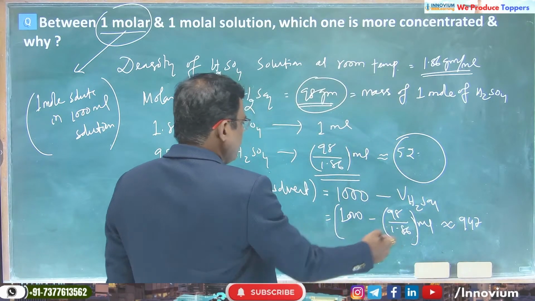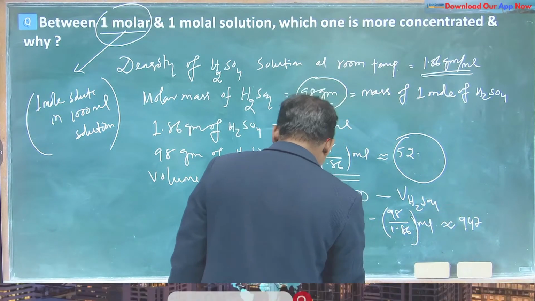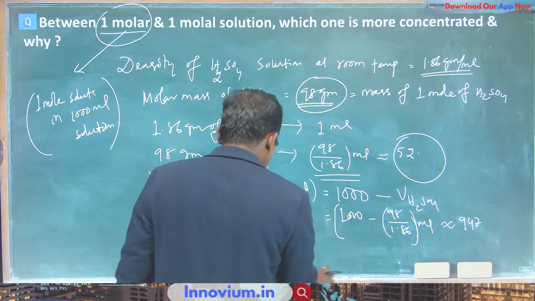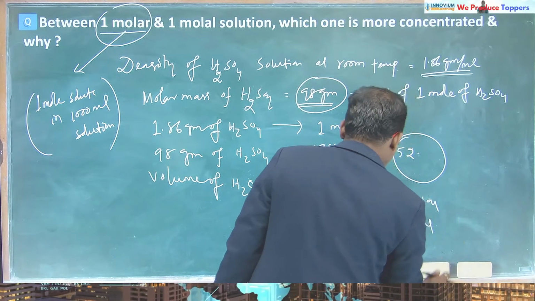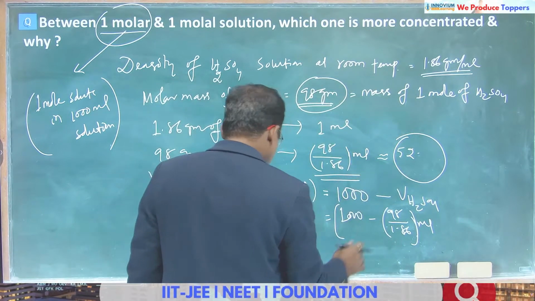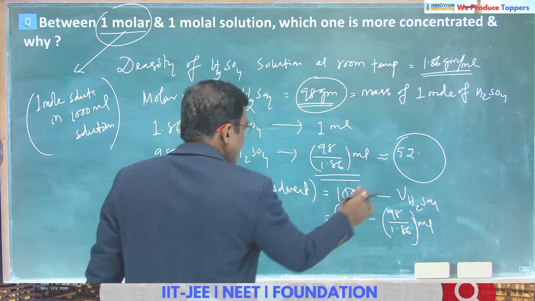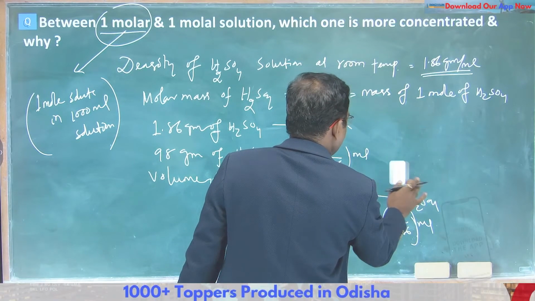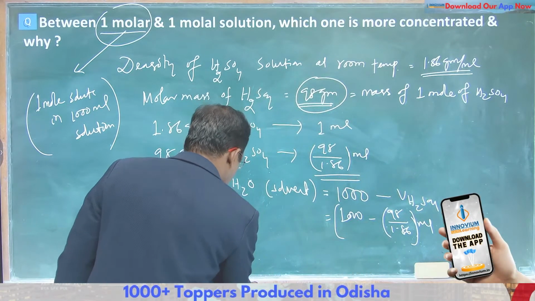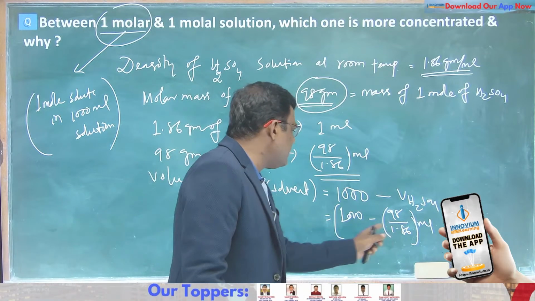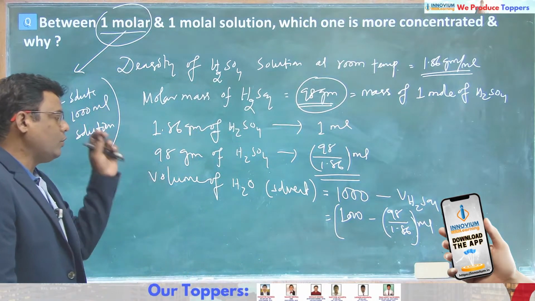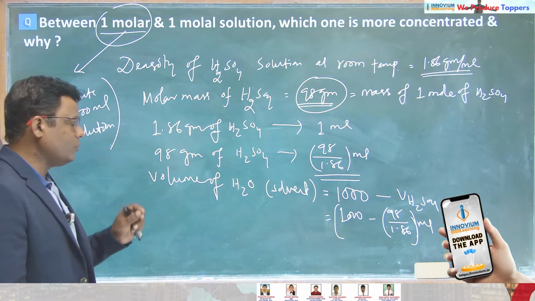If you simplify this value, you will get the exact data. I have not actually calculated it exactly, but the exact data you will get there. Now you see, this result will be definitely less than 1000, definitely less than 1000 ml.